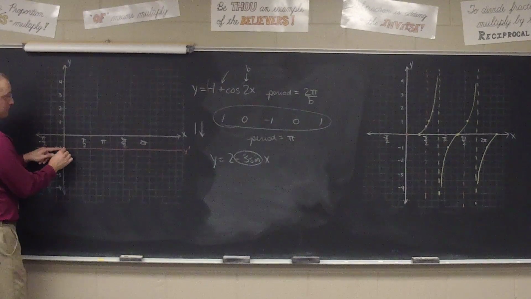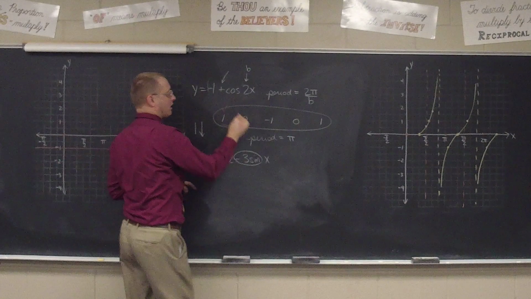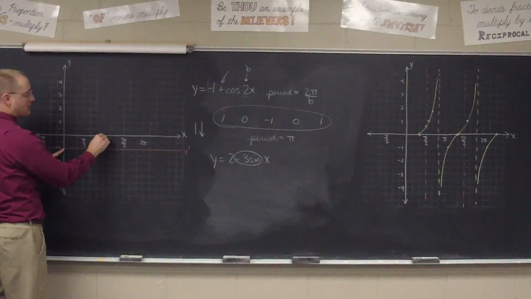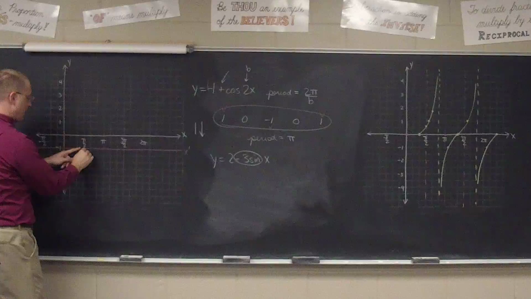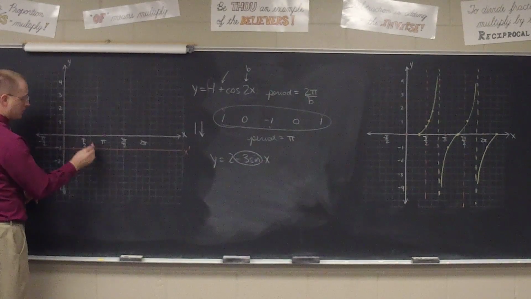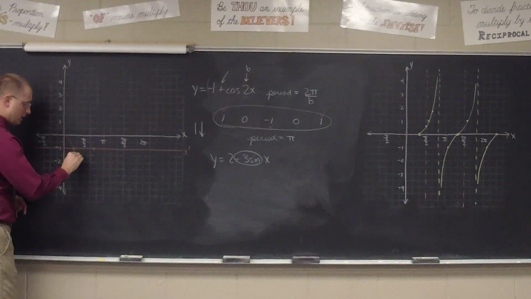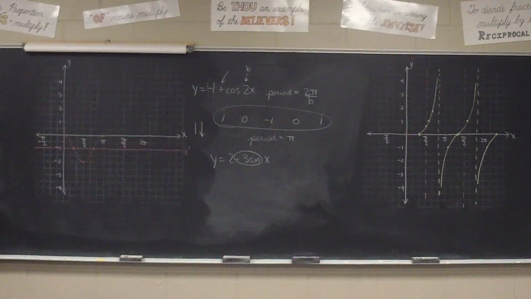So starting with this as my 0, I'll go up 1, and I'll have to end at 1 by the time I get to pi. So here at pi, I've got to end at a 1. Halfway in between, I've got to go down to a negative 1. And halfway in between the 1 and negative 1 is a 0. And remember, resist the urge to make a V. Instead, make sure we curve it.